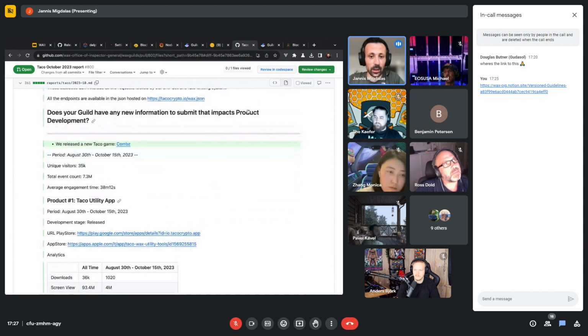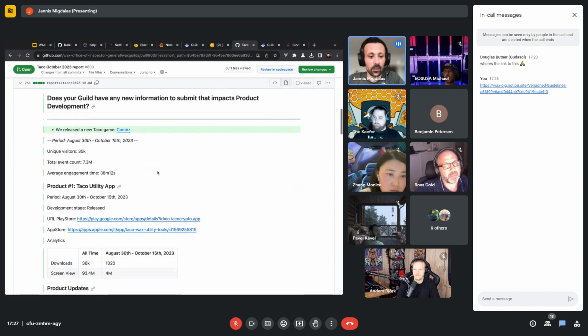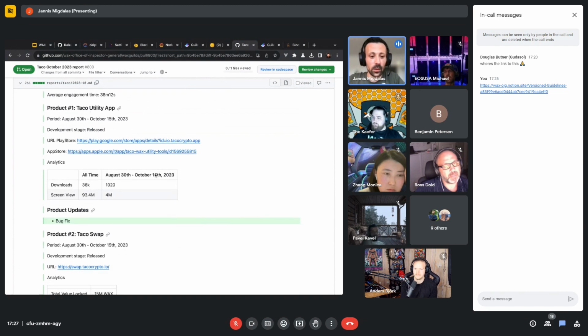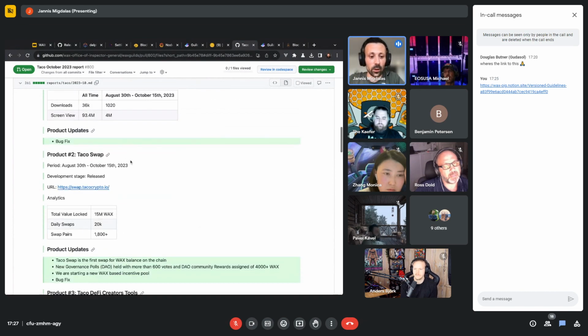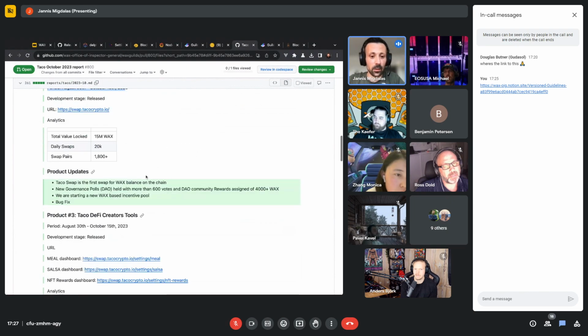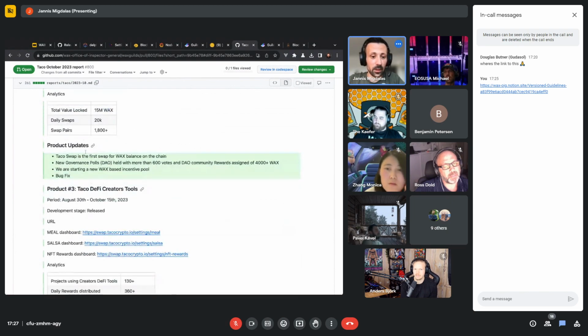On to the next one, we have the product development we are asking you for. So the structure is pretty nice. We have the products according to the product score sheet and the ecosystem score sheet on the guild rating, on the guild page on Notion. So the first product is Taco Utility App, the second product, and then what they do is they simply list the period for the stats and the link, which is nice. You can just click it and have a look yourself if anything is updated.